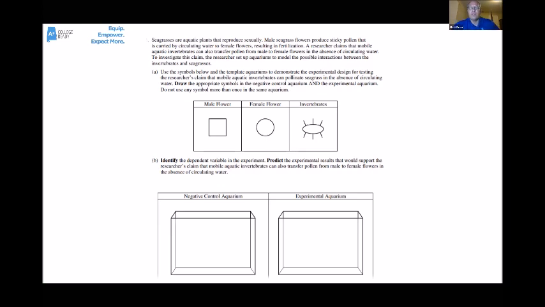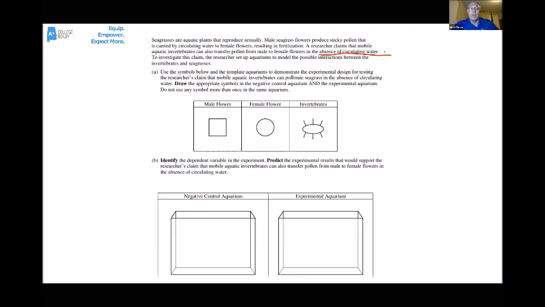But the researcher in this study claims that mobile, which just means moving, aquatic invertebrates, little insects or shrimp or something like that in the water, can transfer the pollen from male to female. So that's his hypothesis. The aquatic invertebrates can move the pollen from male flowers to female flowers, even when there's no movement of the water, the absence of circulating water. So to make this investigation, he's setting up some aquariums to see what's going on.